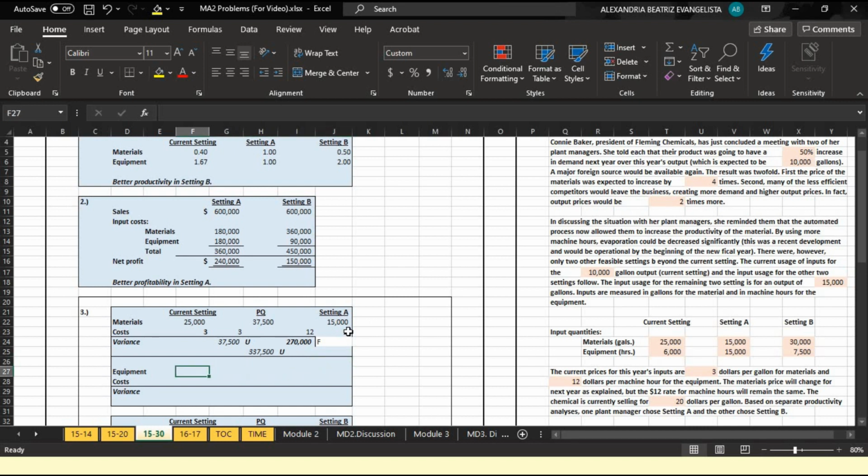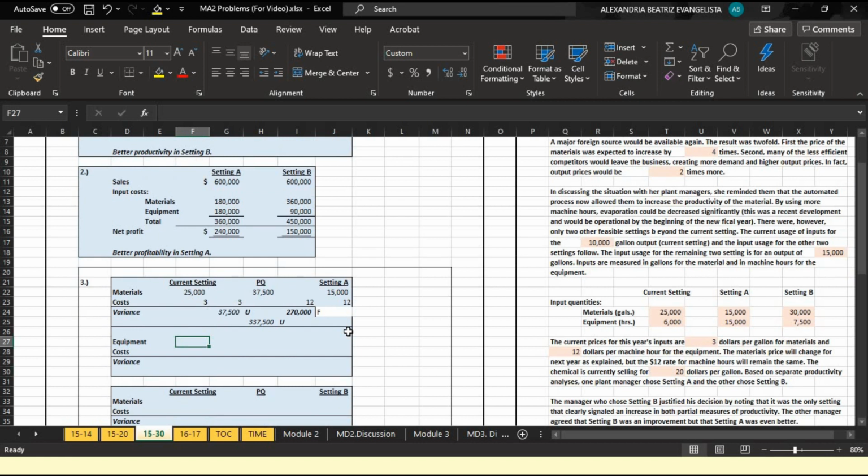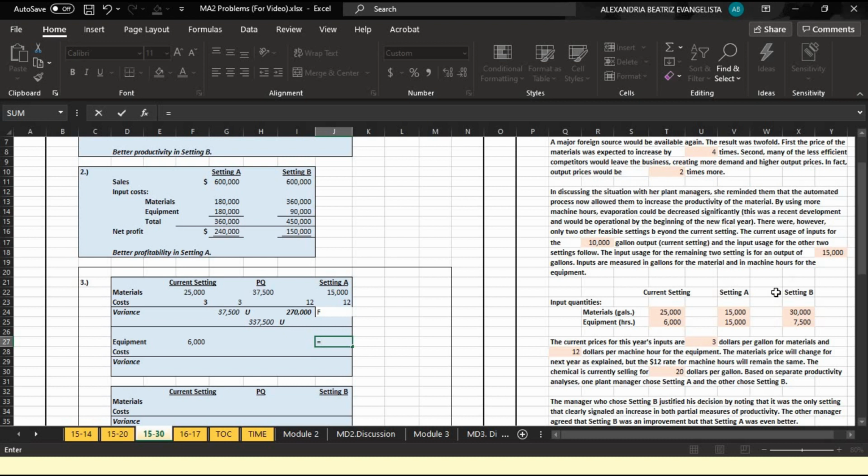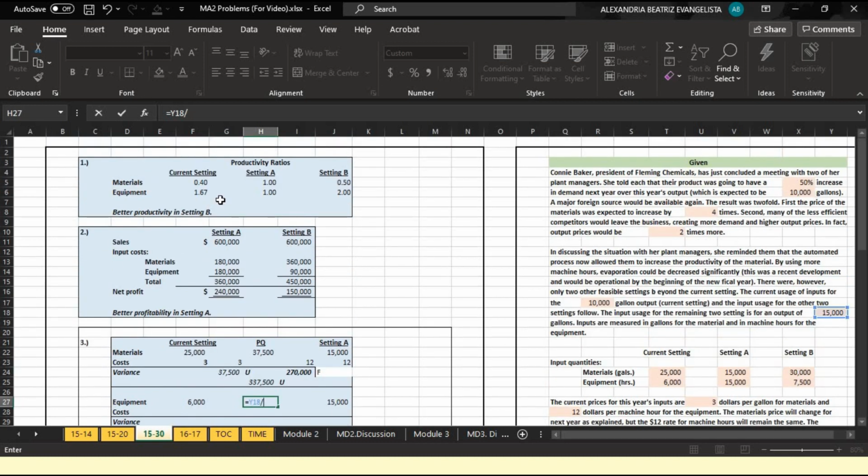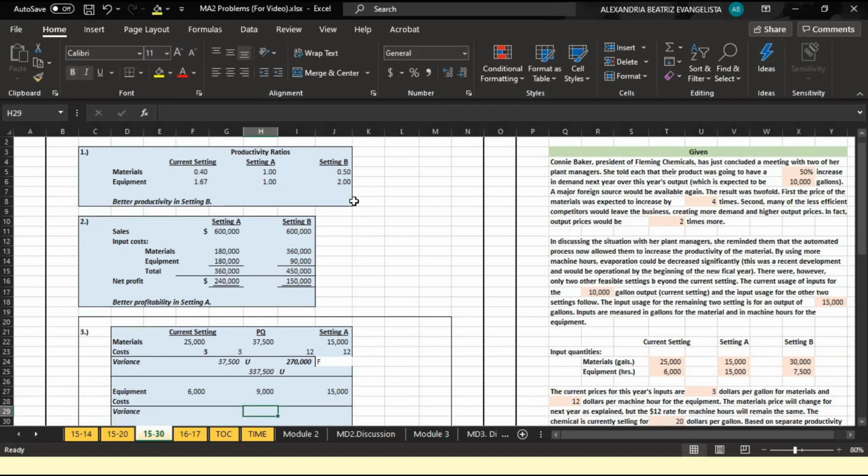And now let's proceed on to the second input, which is equipment. So again, we're going to place the actual quantity for each setting. For the current setting, that is 6,000. For setting A, that is 15,000. And then for PQ, again, we're going to divide the output of setting A by the productivity ratio of the equipment in the current setting, which is 1.67, and that would give us 9,000.